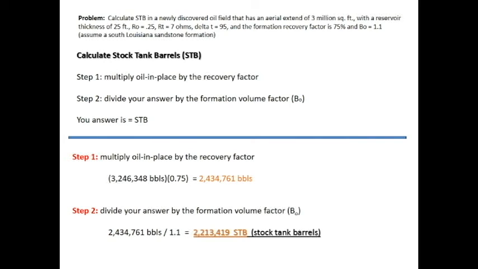Step number 2, we know that because oil often has dissolved gas in the oil at reservoir pressure, as we move up the hole, we hit the bubble point, the point at which the pressure decreases enough where the gas begins to separate from the oil, and by the time we get that barrel of oil to the surface, it's no longer a barrel of oil. So we divide by the shrinkage factor called B sub O. We take 2,434,761 barrels and divide by 1.1 B sub O. This gives us a stock tank barrel calculation of 2,213,419 stock tank barrels.